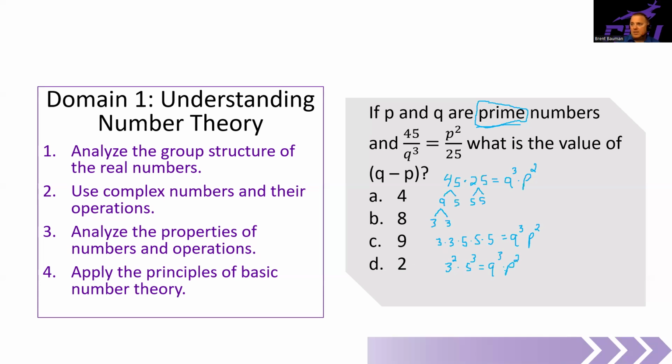And from here, we can see that we're set up with the same powers. We have prime numbers, so we can make that conclusion here that q is just 5. So q equals 5. And p, since they're both squared, p equals 3. And we're asked to find q minus p. So we have q, which is 5, minus p, which is 3, which gives us 2. So our answer here would be D.